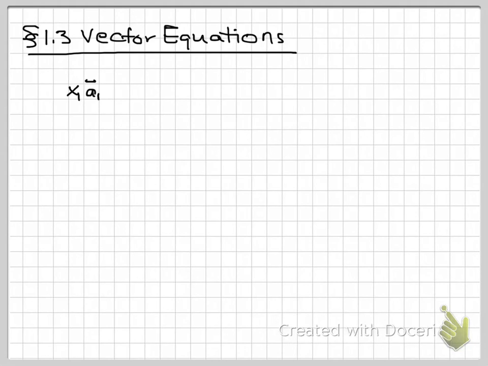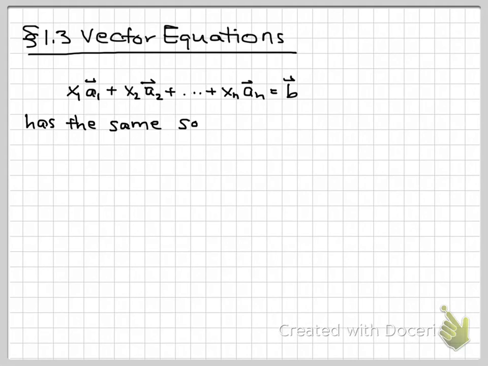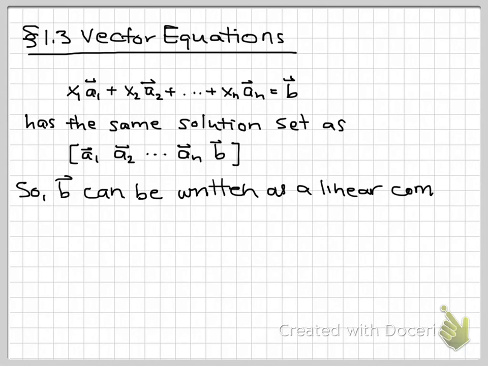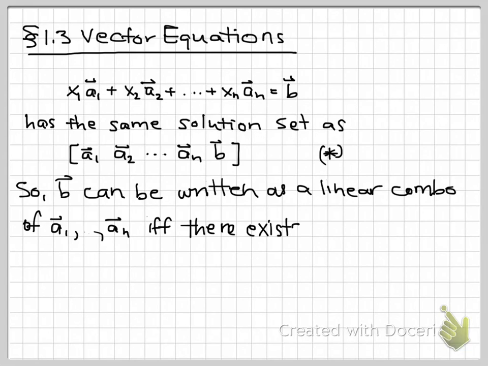And in this section, the main result was that if you have a vector equation that looks like a linear combination of vectors a1 through an equals a vector b, that has the same solution set as the augmented matrix with the vectors a1 through an, and b as columns. So that means that b can be written as a linear combination of a1 through an if and only if the system corresponding to that augmented matrix has a solution.